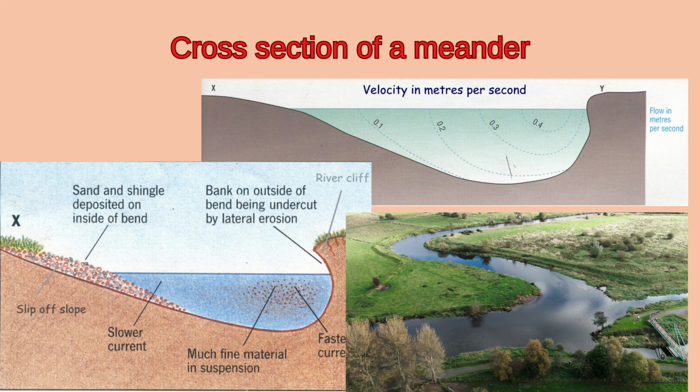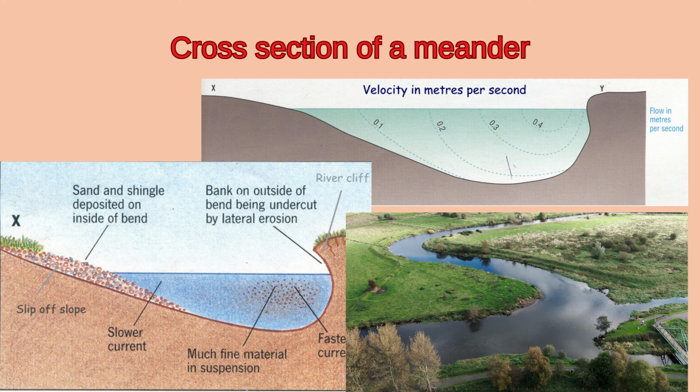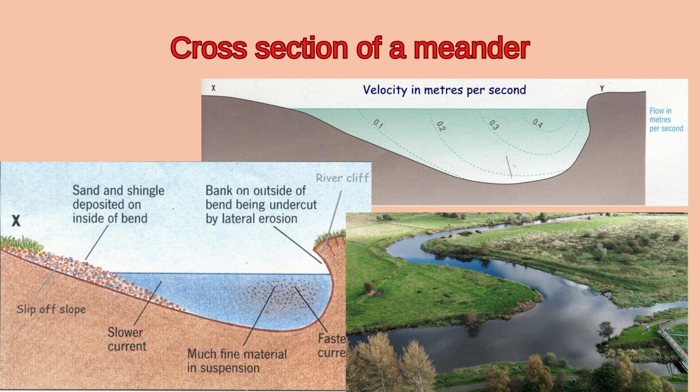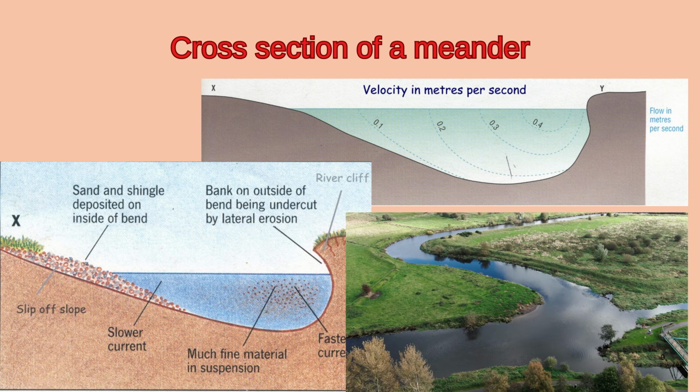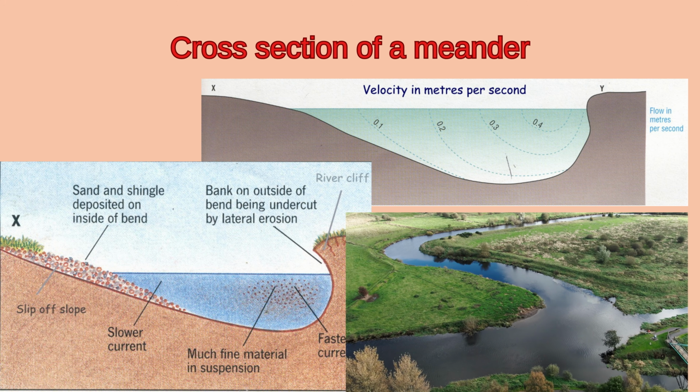And on the outside bend, because of all of that erosion produced by that fastest flow or thalweg, we end up with a river cliff, which is much deeper, as you can see on the outside bend, because of all that erosion, particularly hydraulic action and abrasion.